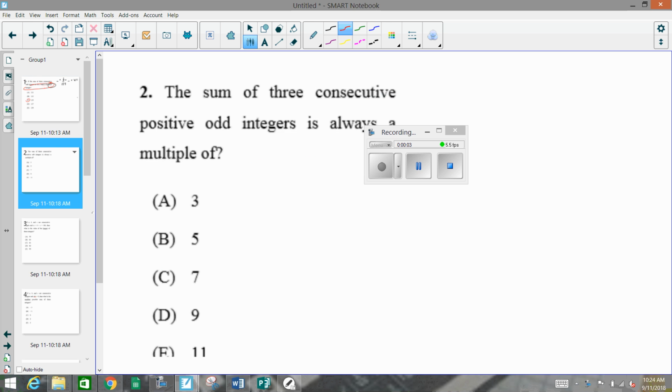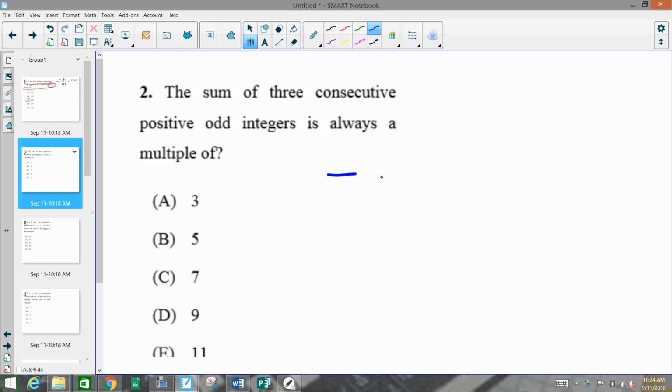Question number 2. The sum of three consecutive positive odd integers is always a multiple of 3. That makes sense. Let's prove that, class.